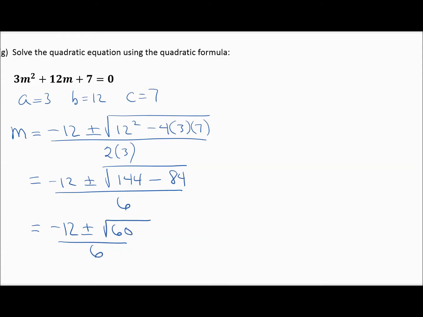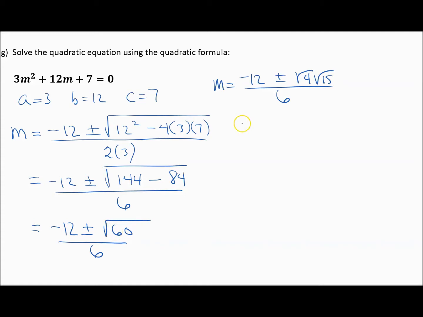Now, does 60 have a perfect square that divides evenly into it? And it certainly does. 4 is it. It's not a big one, but it'll simplify. So negative 12 plus or minus, and I don't want to lose my m. This is really m equals, right? Plus or minus, that's the square root of 4 times the square root of 15 over 6. Where did the 4 and 15 come from? 4 is the largest perfect square that divides into 60. 4 times 15 is 60.